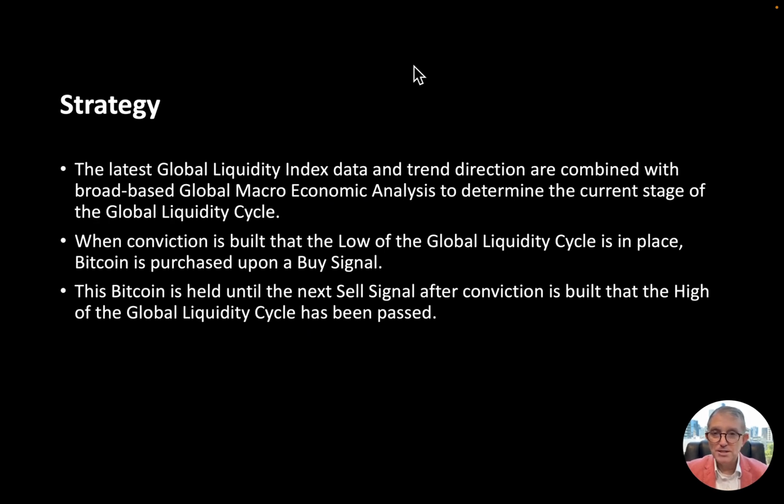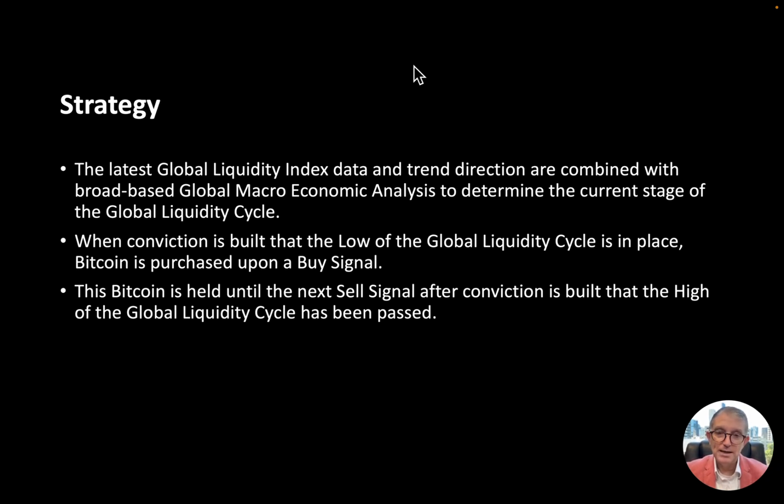So what do I actually do with all of that? I put it together into my strategy, which is on the screen at the moment. So what I really do is I look at that global liquidity index data and the trend direction. I do a bit of macroeconomic analysis to look at where I think we are in the cycle, putting all of that together. And I'm really just building conviction that we've seen the low in the cycle.